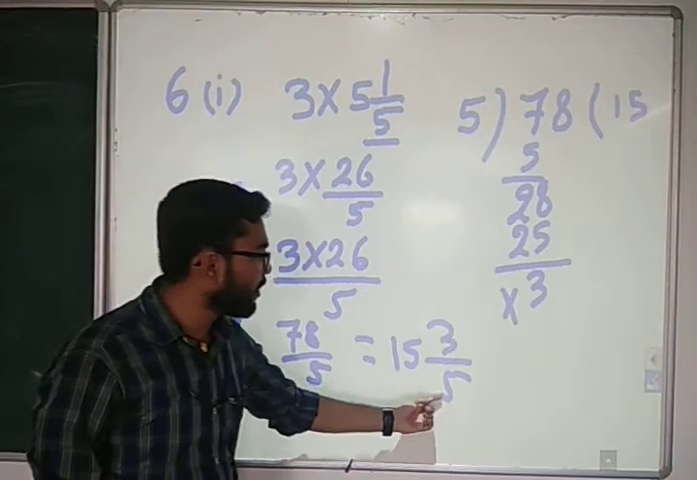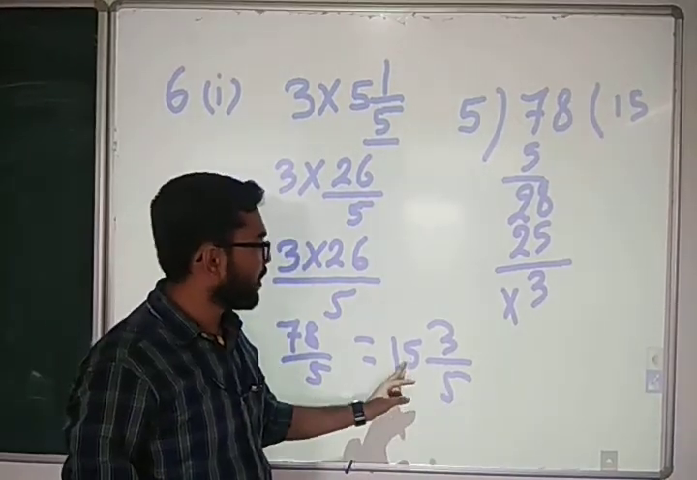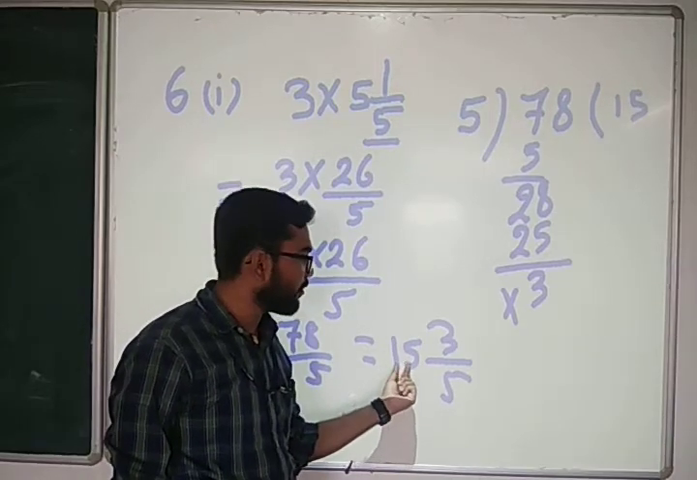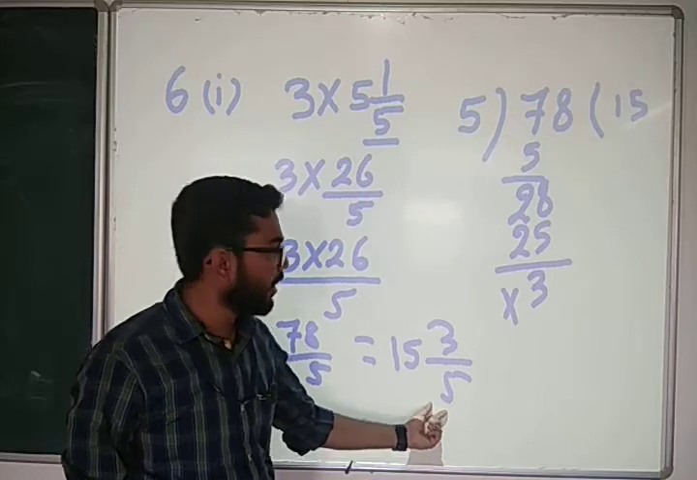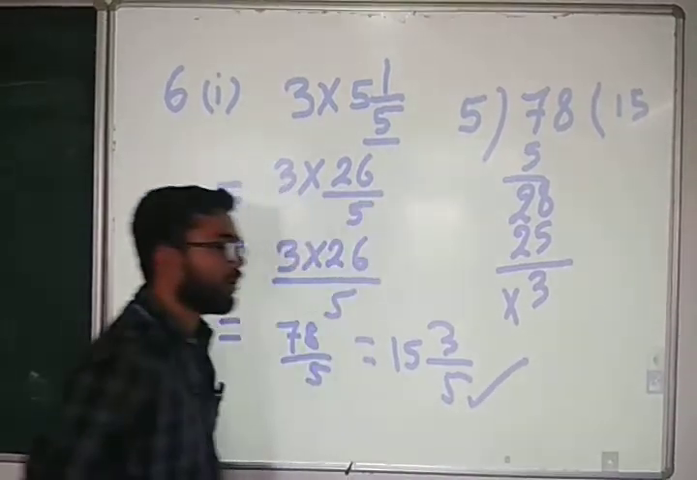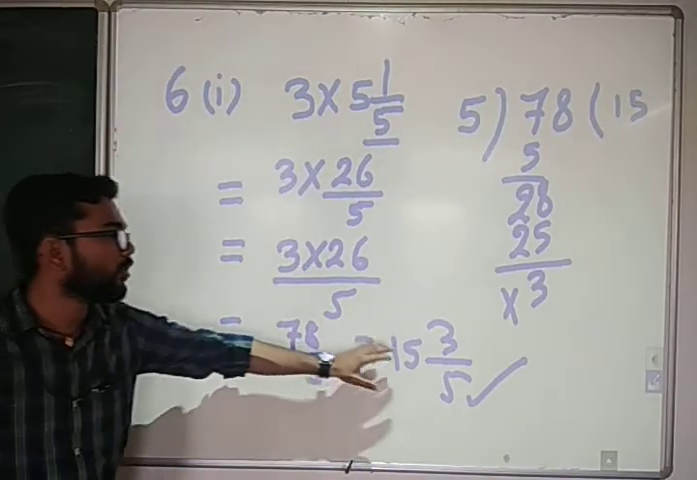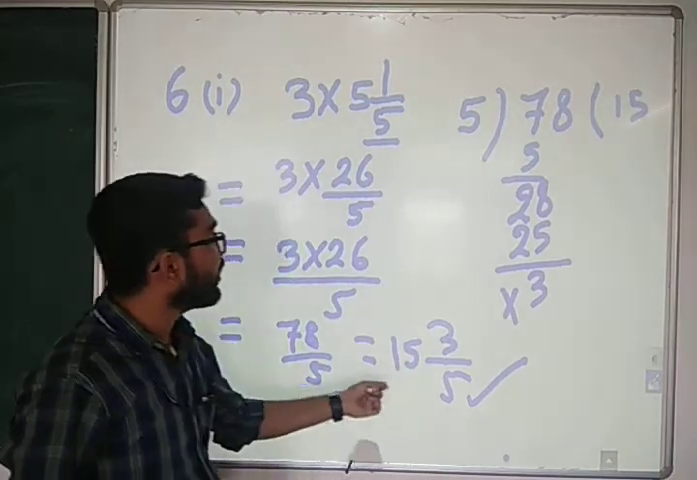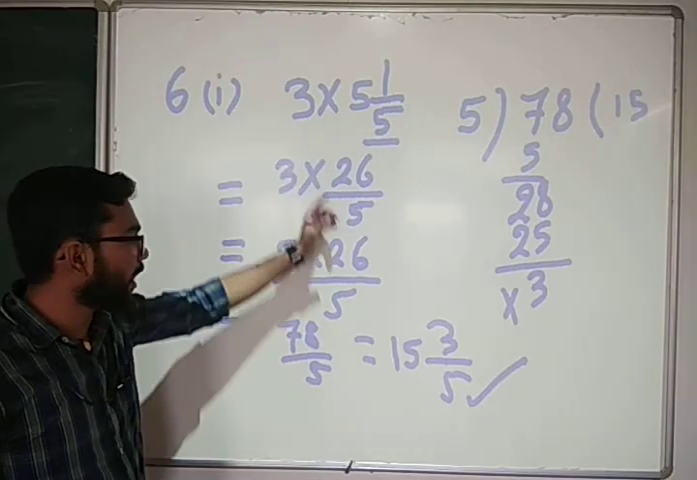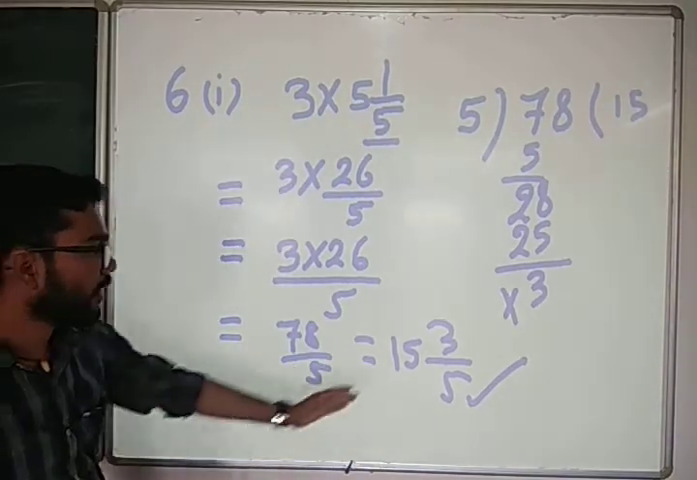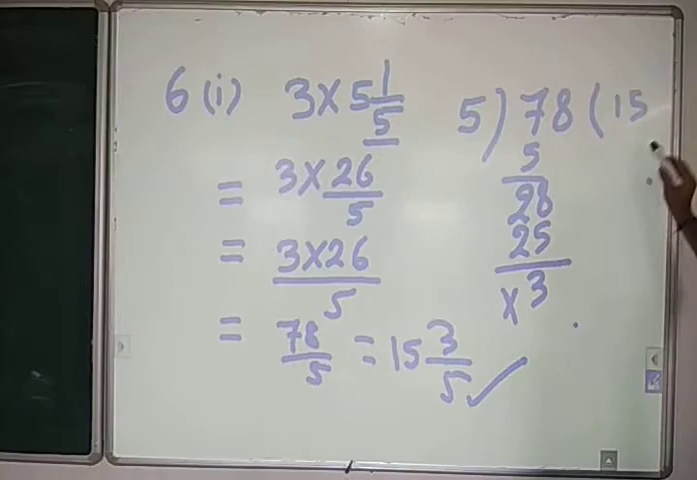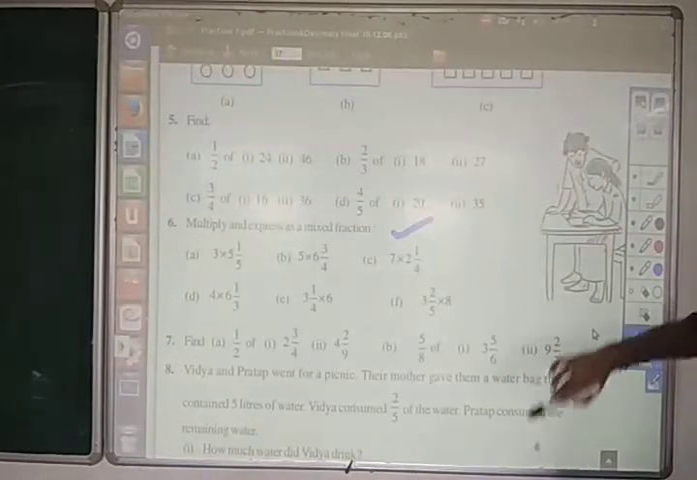When you calculate it, you will get the same answer. Here it is in mixed fraction. Okay, so you multiply the whole number with the denominator: 15 5s are 75 plus 3, 78 upon 5. So this is correct. We have converted this improper fraction into a mixed fraction, because in the question it is given that you need to calculate the value of this equation and then convert it into a mixed fraction. In this way you can solve all the questions in question number 6.